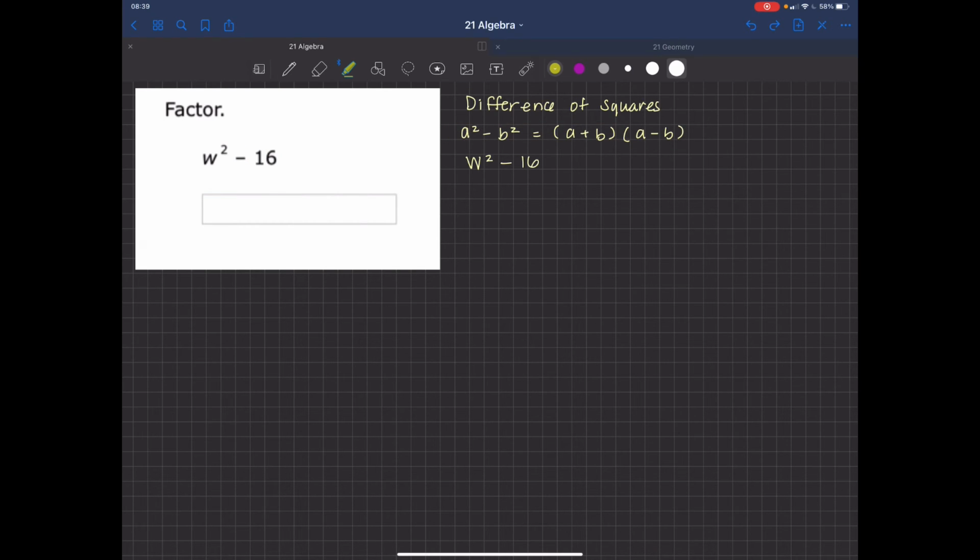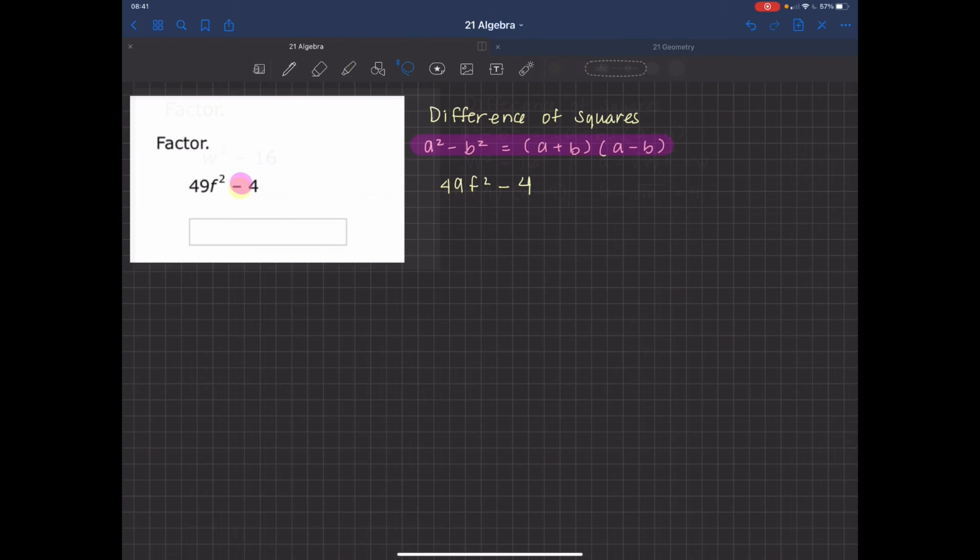Let's see. My a is going to be the square root of the first term. So a equals the square root of w squared, so I'm going to get w. And then b is going to be the last term, but without the negative sign. That's the square root of 16, which is going to be 4. So when I set that up, one is going to be a plus b, and the second one's going to be a minus b. So I get w plus 4 times w minus 4.